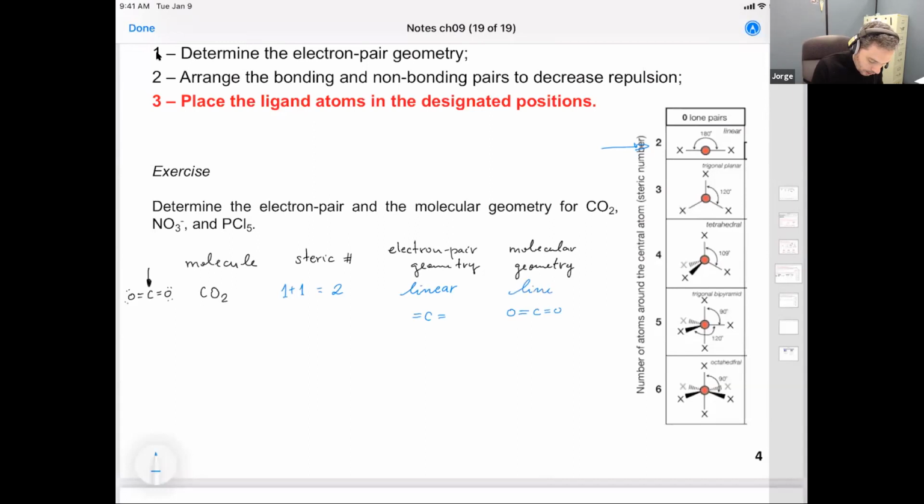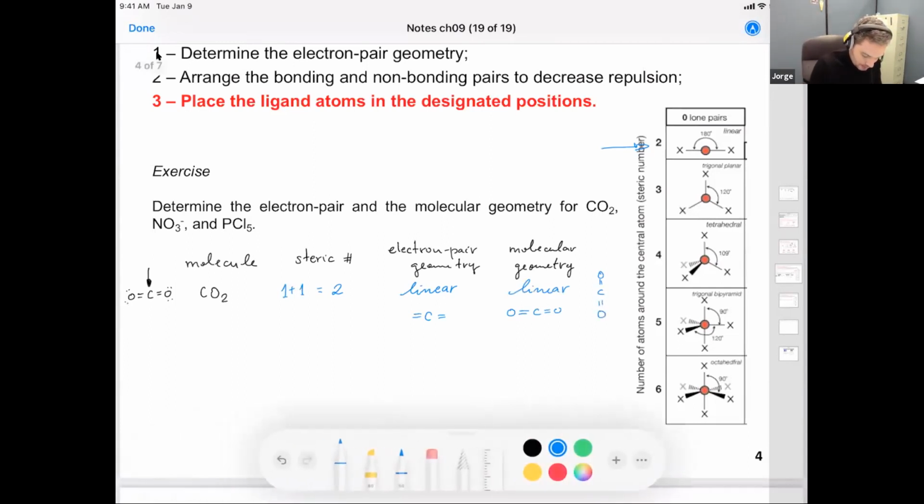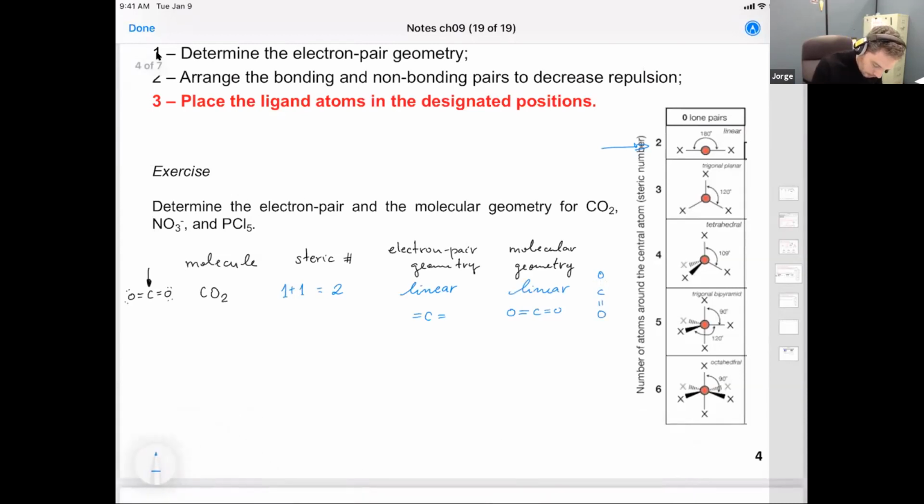Therefore, we have molecular geometry as linear, which means the most stable arrangement for the CO2 molecule is a linear shaped molecule. And it will be something similar to that. Okay, carbon in the center, oxygen on the left, and oxygen on the right side.